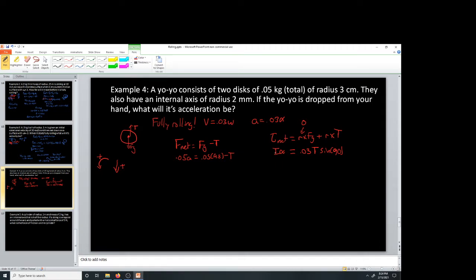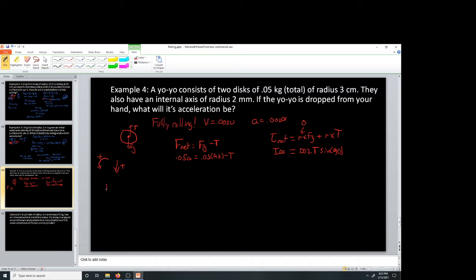So this becomes I. Oh, I made a small mistake. It's these ones. I was using the wrong value up here. These are 0.002 omega, 0.002 alpha. And this R right here is also 0.002, right? Because 0.03 is this radius. I want just the radius of the little axle. So 0.002. All right, my bad.